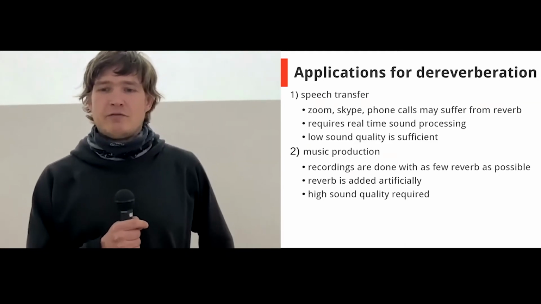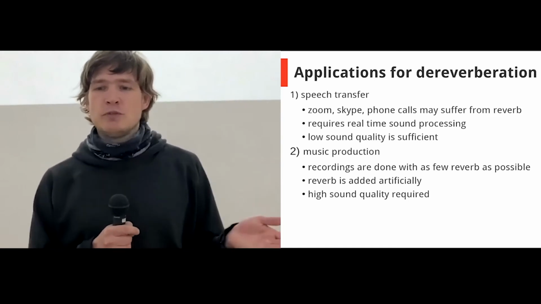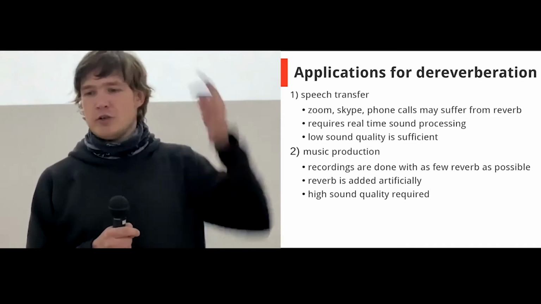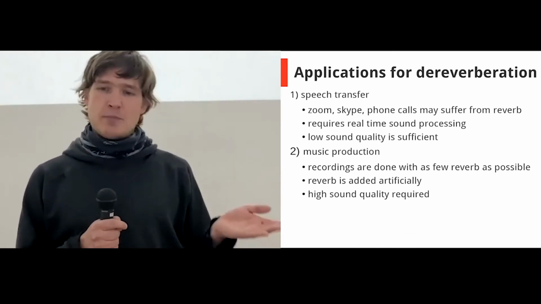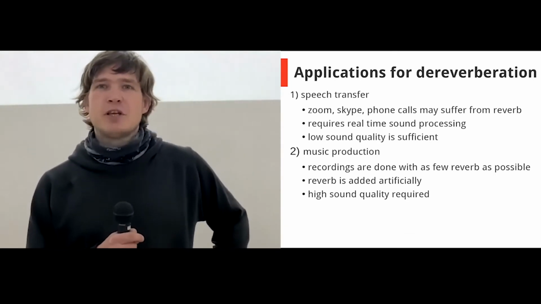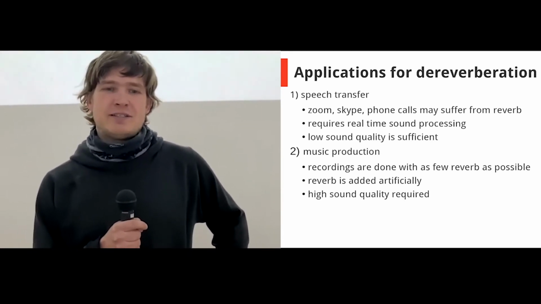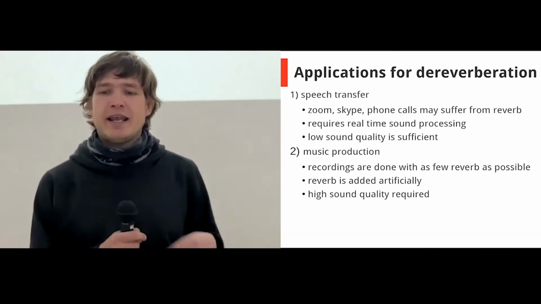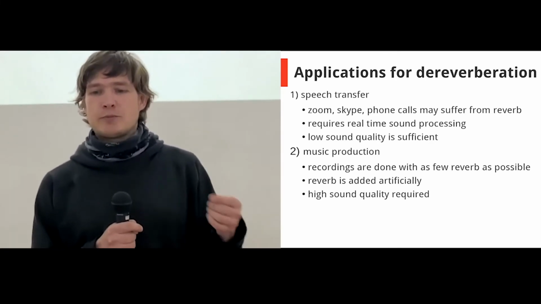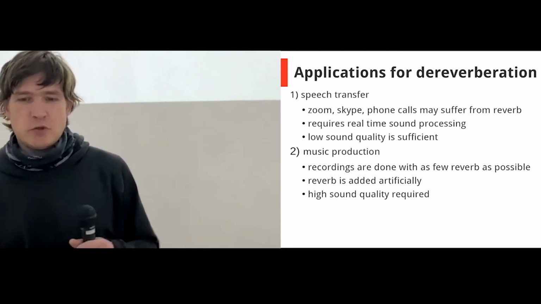First is speech transfer. Everybody has experienced that in a Zoom call, Skype call, or phone call. We have some reverb. And another possible application is music production. Typically in professional music productions, you record the sound in the studio where you have as little reverb as possible, and then you add reverb artificially in post-processing. That's the standard procedure in music production.